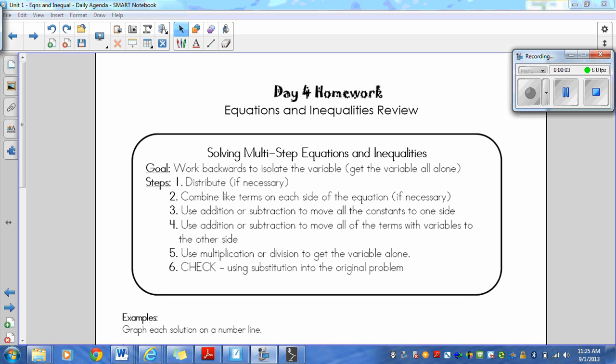Day 4 video, Equations and Inequalities Review, solving multi-step equations and inequalities. You really want to work backwards using the number properties to isolate the variable. We want to get the variable all alone. Step 1 is to always distribute first if you can.